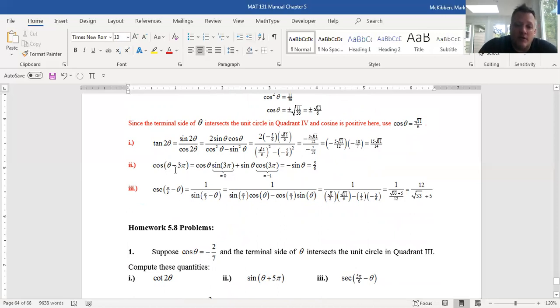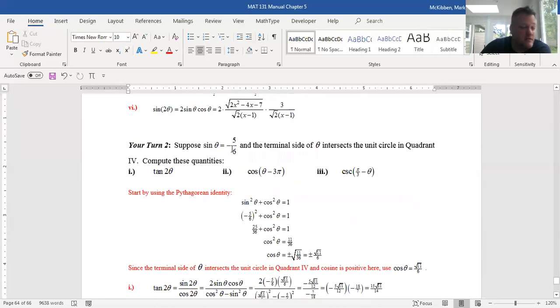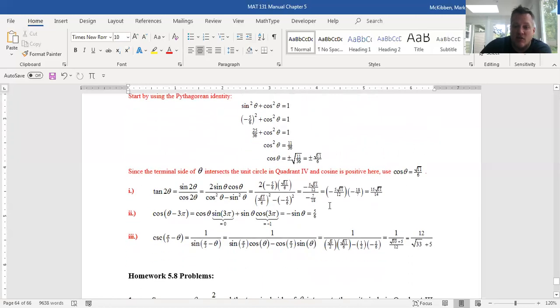And so what I want to do here is use the difference formula for cosine, right? So we know that it's cosine theta times sine 3 pi plus sine theta cosine 3 pi. Sine of 3 pi is 0, and cosine of 3 pi is negative 1. And so in the end, this actually simplifies to minus sine of theta. And I know what sine of theta was. It's minus 5/6. And so I get 5/6 back.